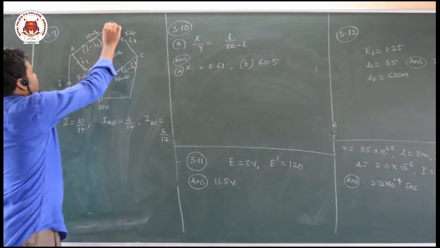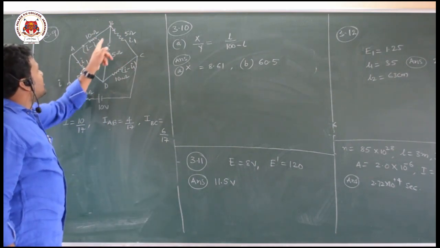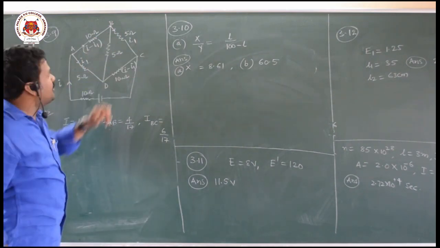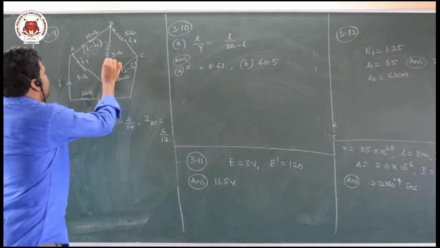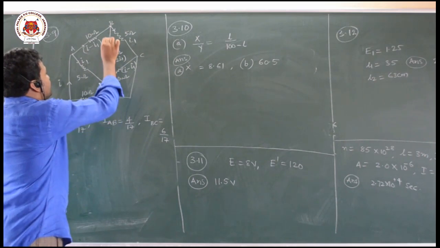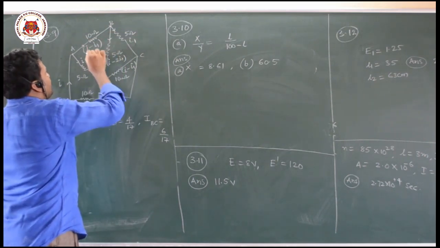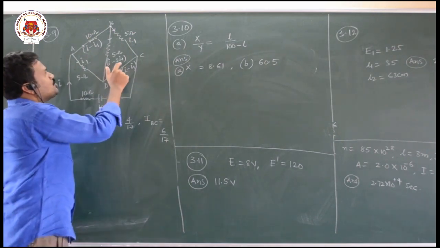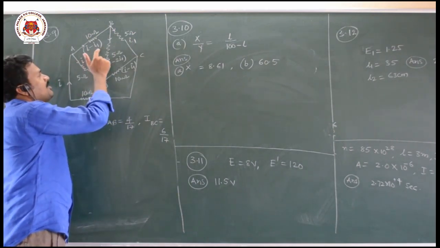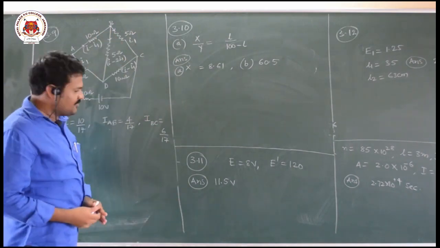Now by applying the junction rule at B, I1 is entering and I minus I1 is entering, and I1 is leaving. So by the junction rule, I minus 2 I1 is also leaving. If you add the currents which are leaving, I minus 2 I1 plus I1, you get I minus I1 only. That means the current entering the junction is equal to the current leaving the junction.